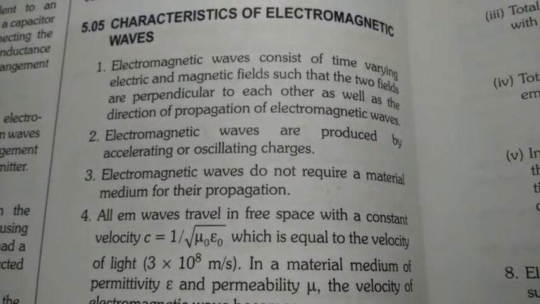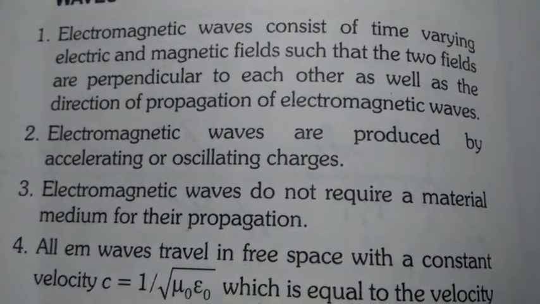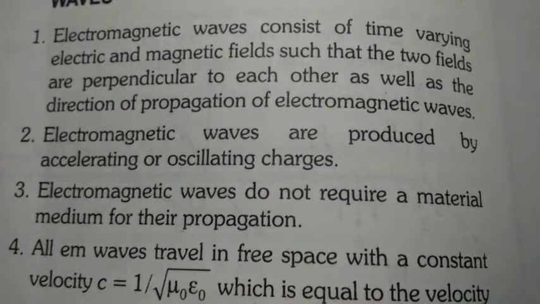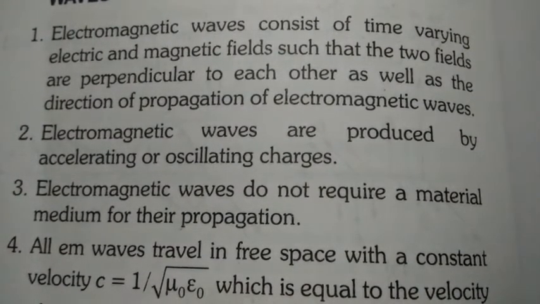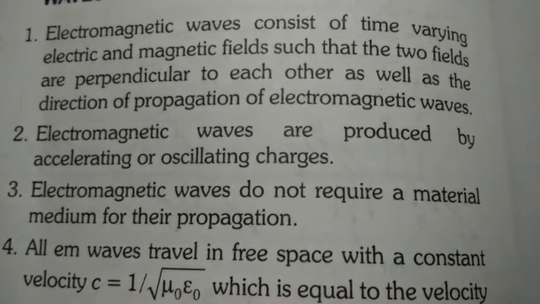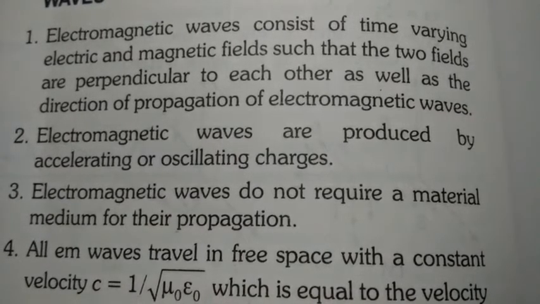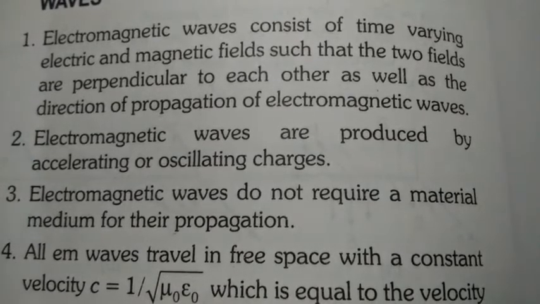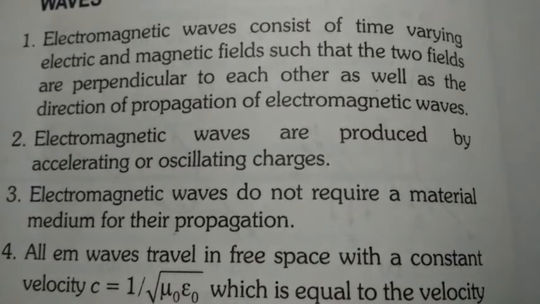Now let us discuss some characteristics of electromagnetic waves. The first property is that electromagnetic waves consist of time varying electric and magnetic fields such that the two fields are perpendicular to each other, as well as the direction of propagation of electromagnetic waves. This thing we have already discussed and seen in the representation: the electric and magnetic fields are time varying, that means they are changing with time, and their direction is perpendicular to each other as well as to the propagation of EM waves.